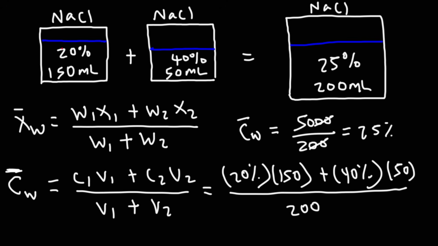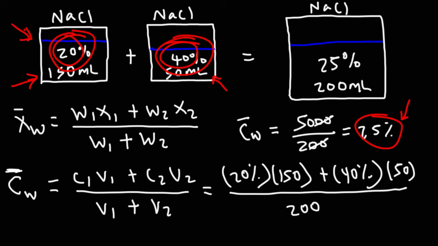Notice that if we were to average 20 and 40, we would get 30%. But these solutions don't have the same weight because this solution has more volume. Therefore, it's going to have more weight in this problem. This solution has less volume, so it's going to have less weight. So notice that the average, 25%, is closer to solution 1 than solution 2 because we have more volume of solution 1 than solution 2. That's why the weighted average is closer to 20% than it is to 40%.